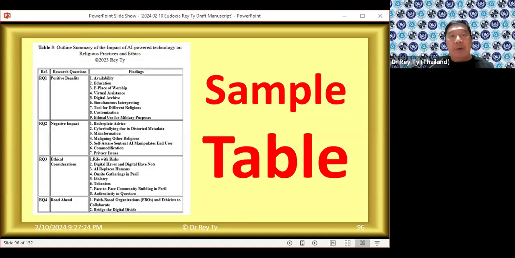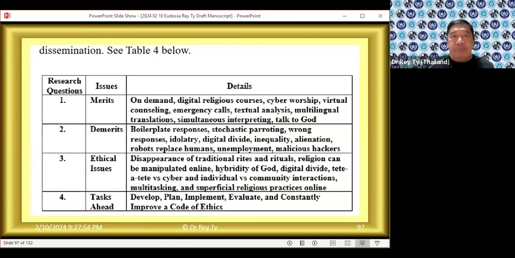This is another paper that I wrote. I think most of these are journal articles I wrote last year. This is the summary. Research question 1, what are the benefits of using AI? There are 9. Research question 2, what's the negative impact? There are 7. And research question 3, what are the ethical concerns? There are 8. And what is the future agenda? Research question 4, 2. One table summarizes the whole paper.